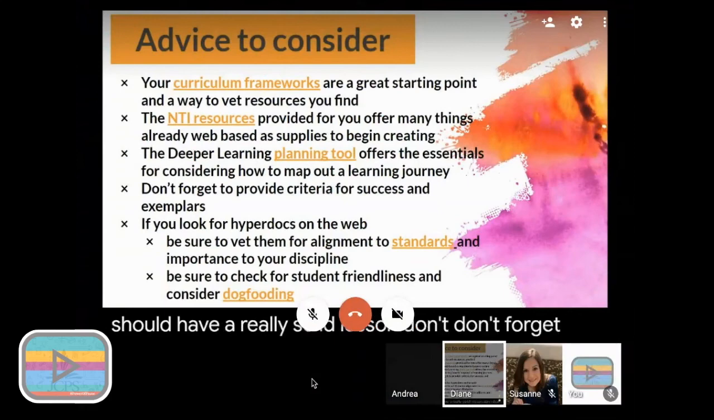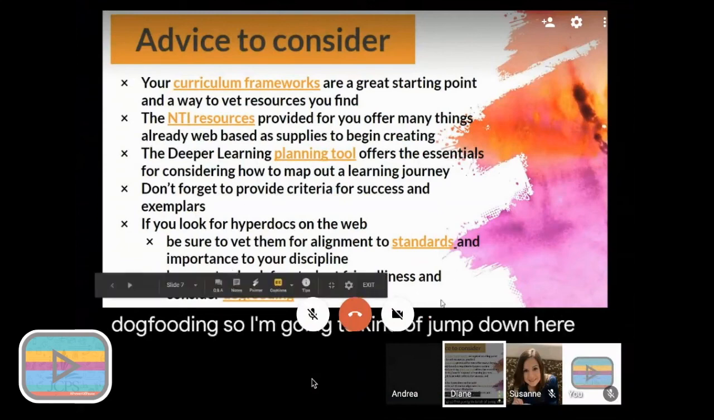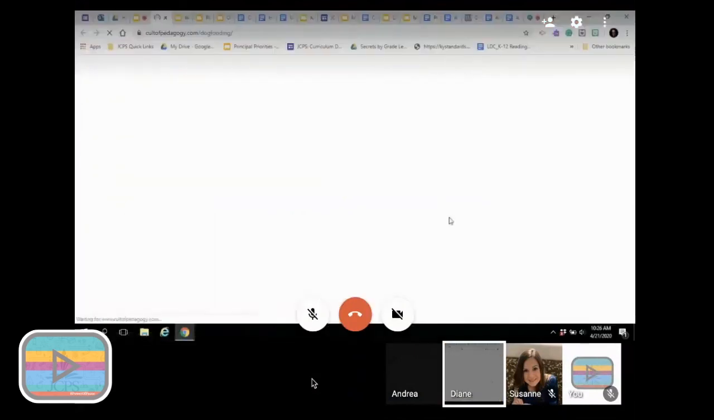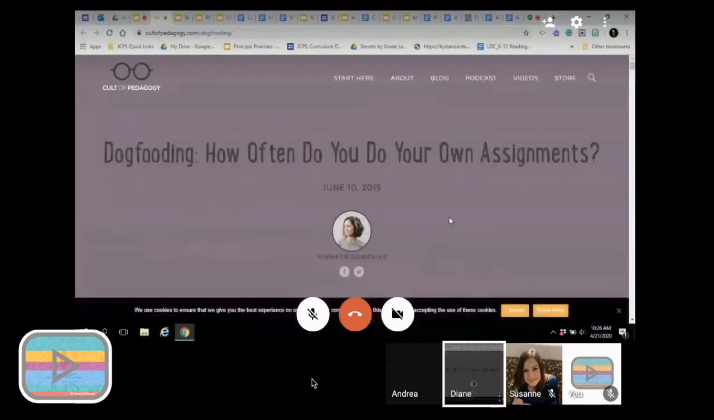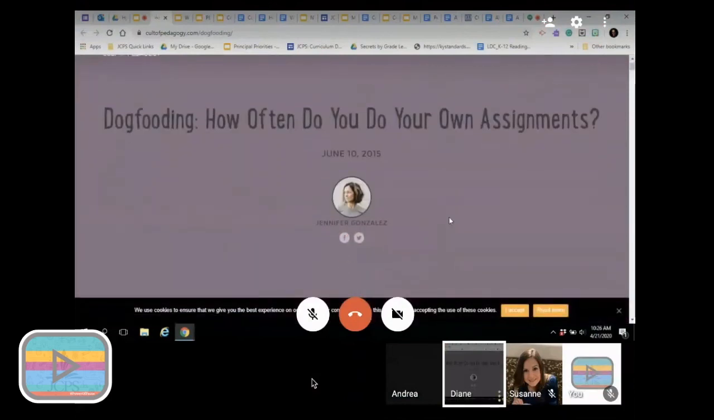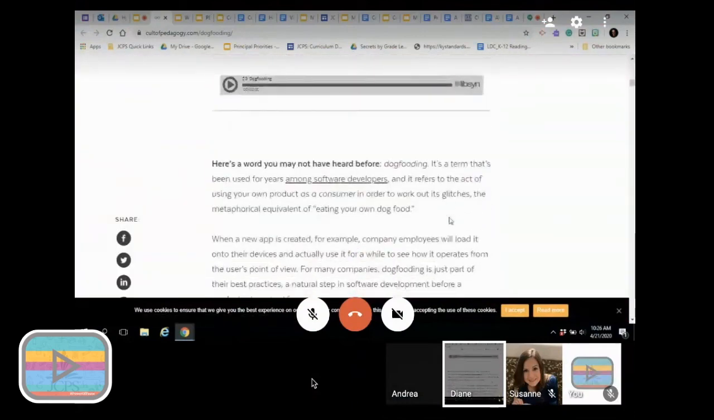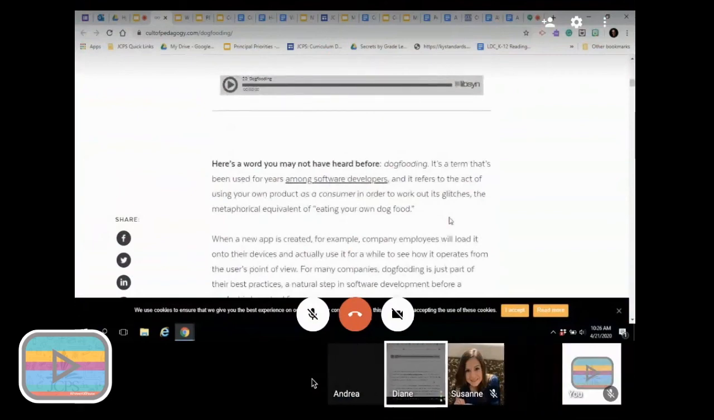Don't forget to provide criteria for success and exemplars, and consider dog fooding. So I'm going to jump down here. I love Cult of Pedagogy. She did an article recently. Well, actually, it's been a long time ago, but it came back up recently about the term dog fooding, which is evidently used among software developers. It's not something that I've heard of in education, but we've advocated for years that if you have an assignment, you should do it yourself. And among software developers, it's called eating your own dog food.